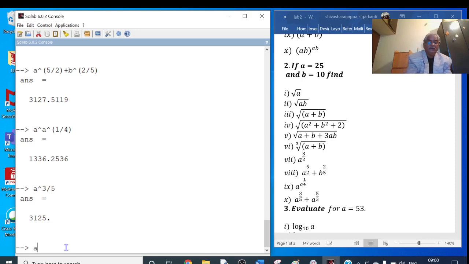What is a cube here? A to the power of 3. This is my a cube. If I divide this by 5, 1 5 6 2 5 divided by 5 is 3 1 2 5. Therefore here you have to put 3 by 5 as the power.